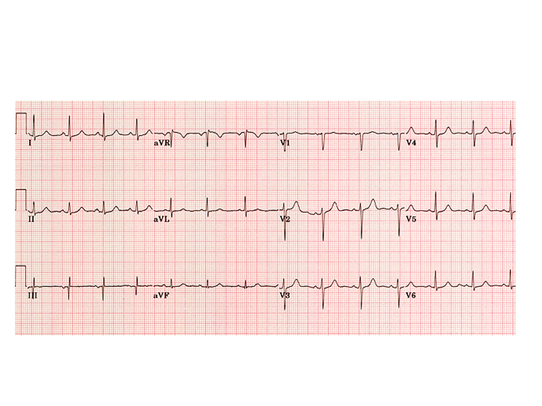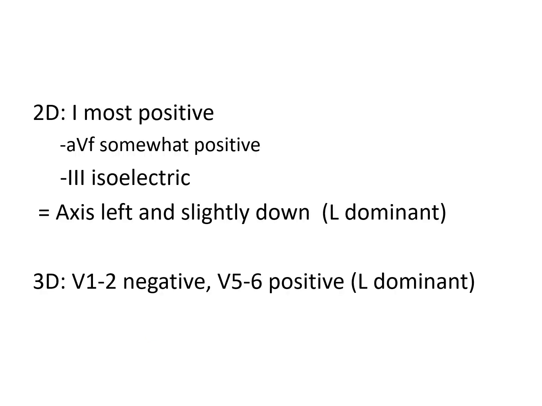And then in 3D, if we look, leads V1 and V2 are predominantly negative, V5 and V6 are predominantly positive. So most of the electricity is going towards the apex and towards the LV. So again, it's a left dominant axis on both 2D and 3D. And again, just a review as to the why.